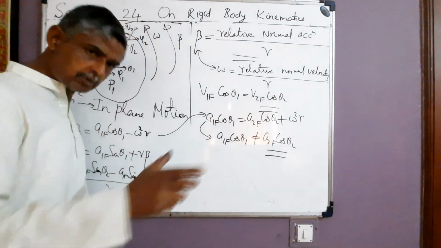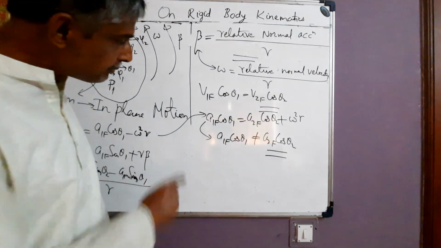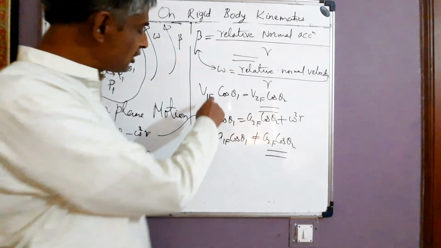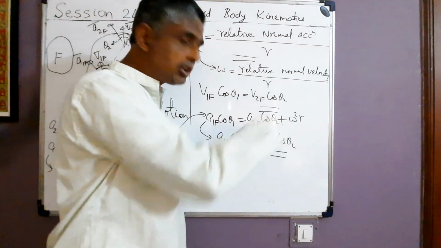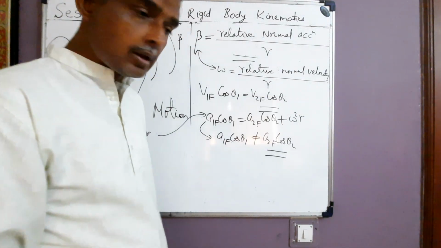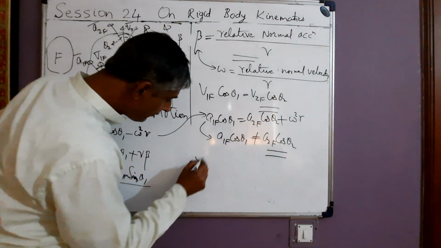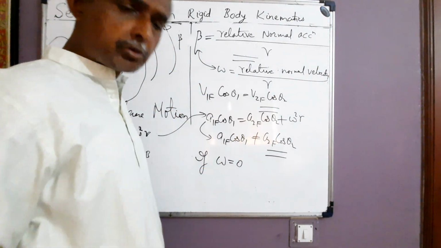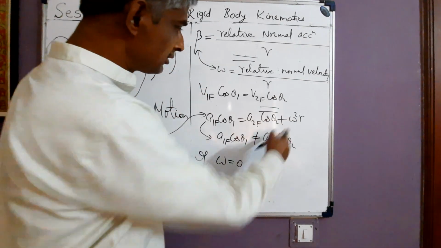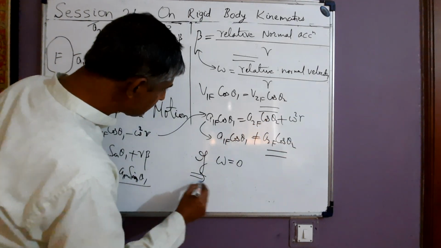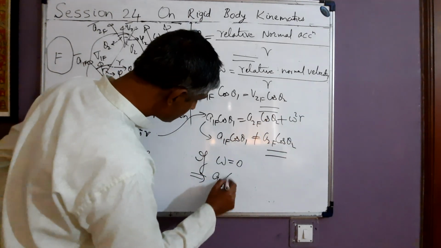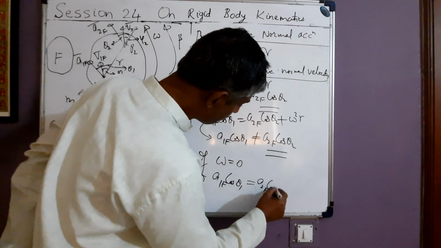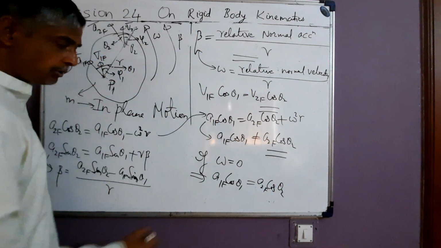Because of rotation of the body, acceleration of P1 and P2 along the common line joining them is not the same. But the component of velocity of P1 and P2 along the line joining them is always the same. One more case: if omega is 0, the body is not rotating, or instantaneously it is not rotating, then this term goes away. In that case, A1F cos theta 1 becomes equal to A2F cos theta 2. This point should be cleared.